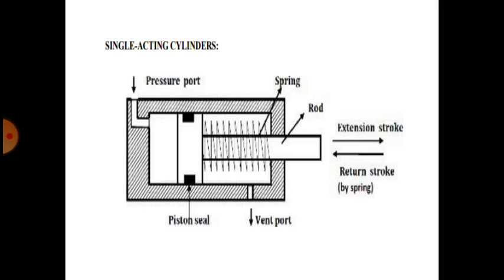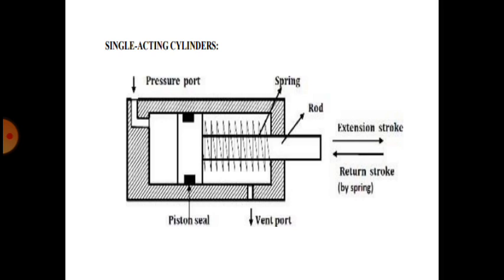Rotary actuators or hydraulic motors are meant to produce a continuous rotational motion. Semi-rotary actuators are also hydraulic devices used to produce rotating motion, but the motion is non-continuous and is limited to less than one revolution, that is, less than 360 degrees. These are used to produce oscillatory motions in mechanisms.